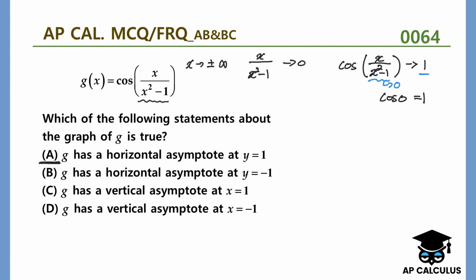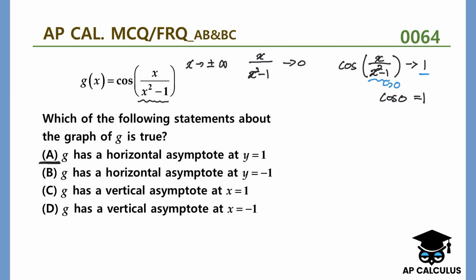Now let's talk about vertical asymptotes. The vertical asymptotes occur when the denominator of a rational expression is equal to 0, right? But here the function g is not a rational function. This is cosine function, cosine of this angle, right? So no matter what angle value comes here, the function g is always between -1 and 1, right?